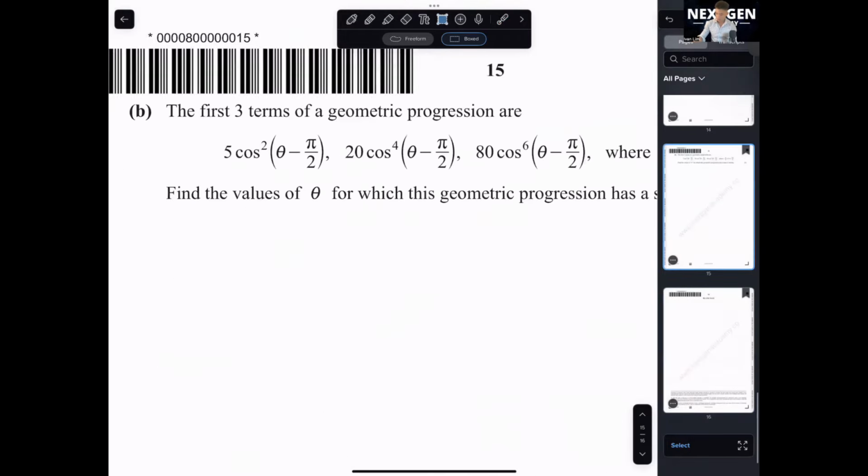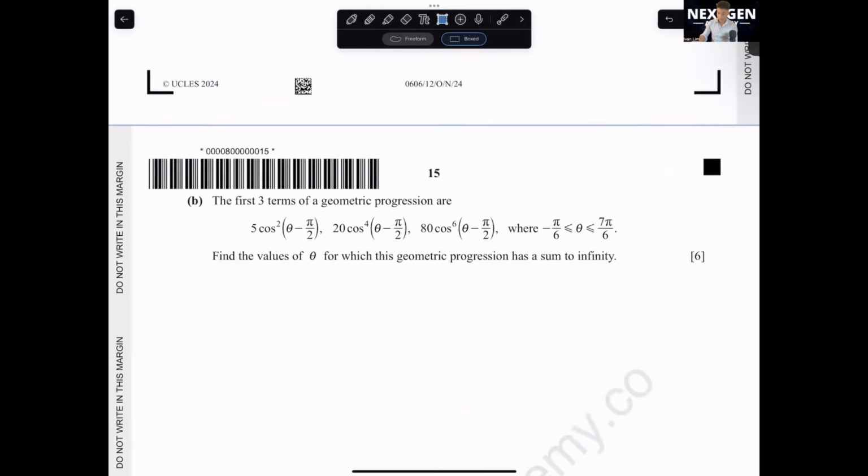Okay, let me go back here first. We just write it down. S infinity is A over 1 minus R, where R is less than 1. Again, modulus R is less than 1.